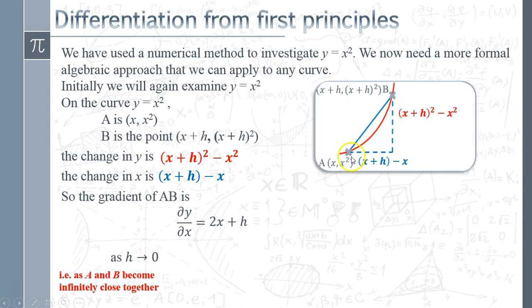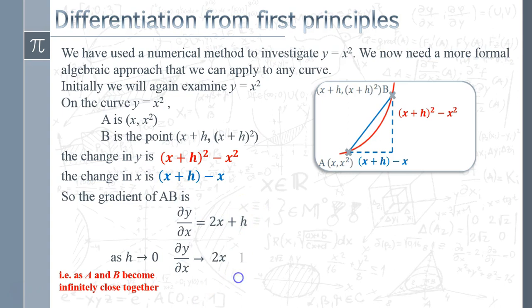We're going to make the difference between our x coordinate here and our x coordinate here smaller and smaller and smaller, until essentially that point there, a, effectively becomes on top of b. So we're going to make h tend to 0, so they become infinitely close together. And if h tends to 0, then dy dx, well, that bit there, that h is going to become 0. So dy dx tends to 2x.